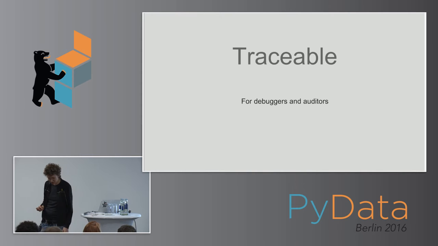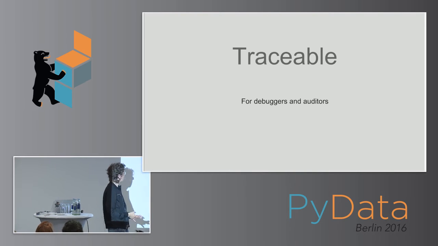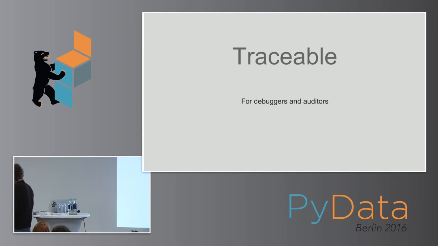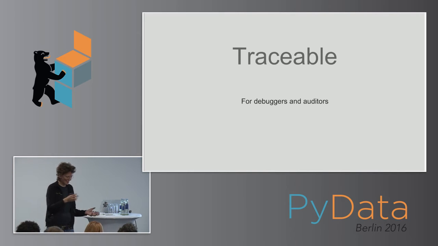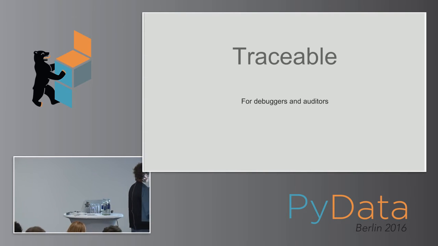One thing that many people like to forget, especially when they begin, is traceability. I call it for debuggers and auditors. If you run this data analysis, storing and cleaning in a successful company, sooner or later they are there, and they want to know: how was this decision made? Who has access to this?